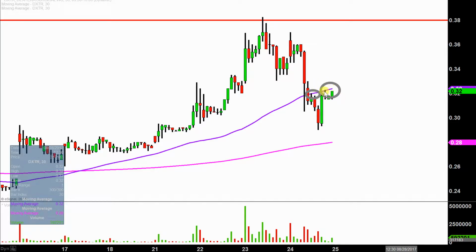So the short-term public enemy number one is for the price to get back up above the purple line. And then, yeah, you still have 38 cents way up there, but no point in talking any further about 38 cents because that first step in the right direction is getting itself back up above that purple line there.